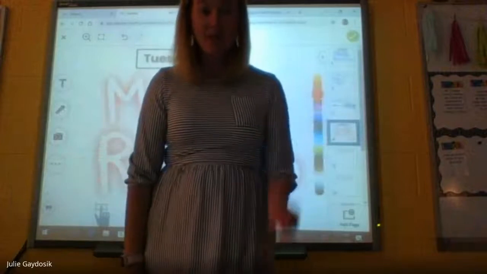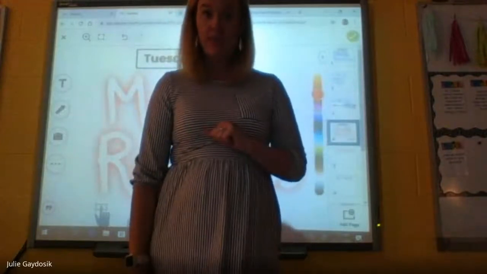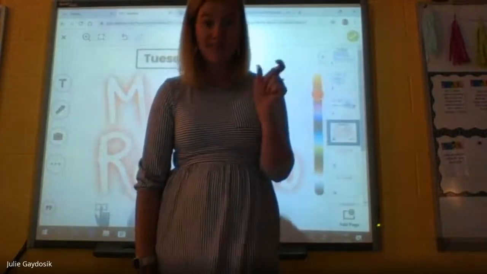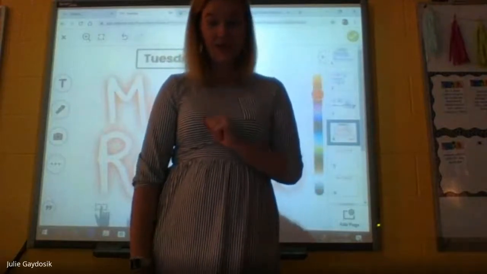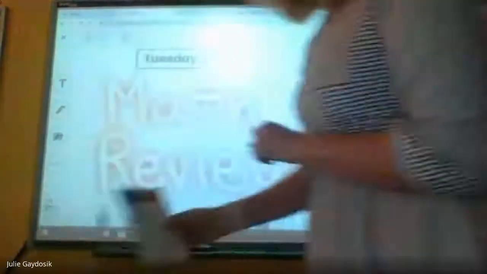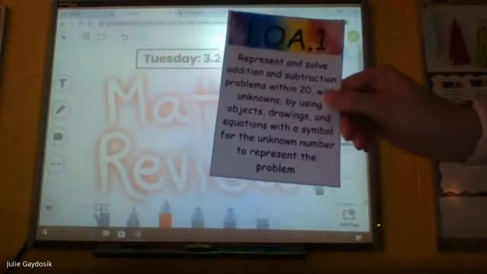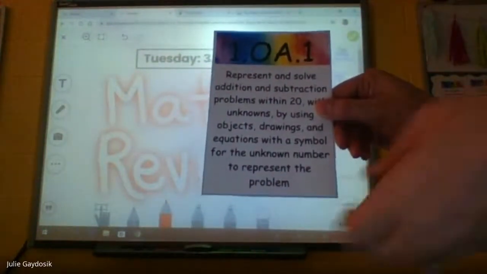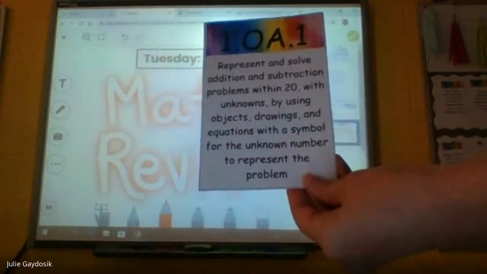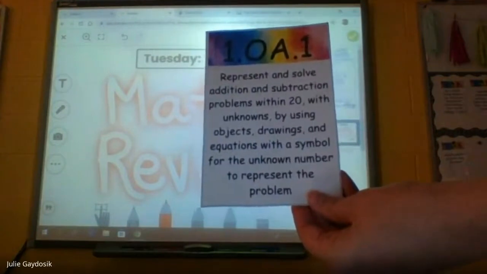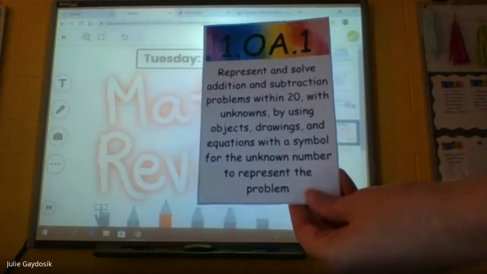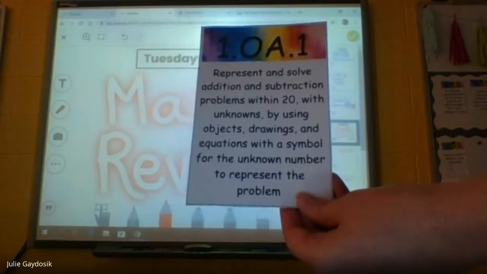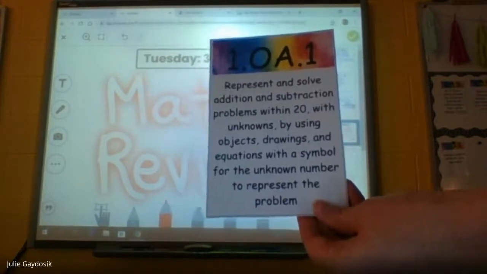Today, we're going to be doing some more word problems, and we're going to be talking about that missing number that's the second number in the equation. So let's go over our I can statement. I can represent and solve addition and subtraction problems within 20 with unknowns by using objects, drawings, and equations with a symbol for the unknown number to represent the problem.